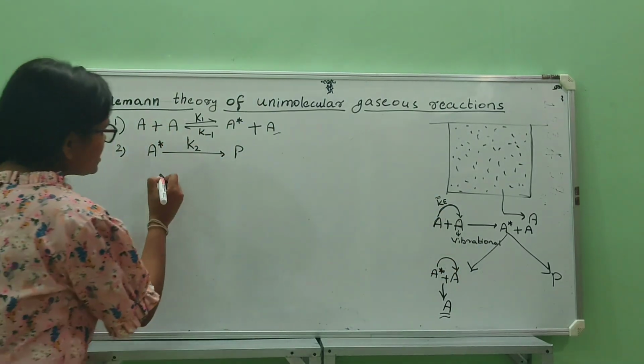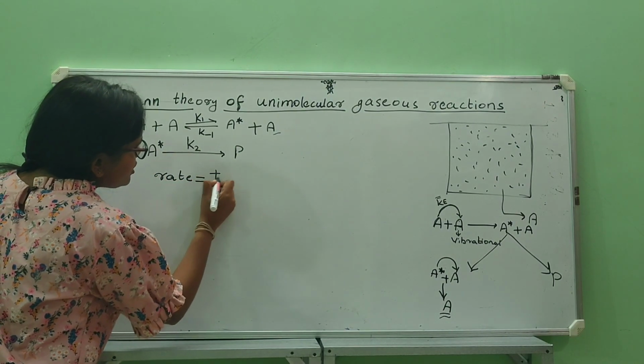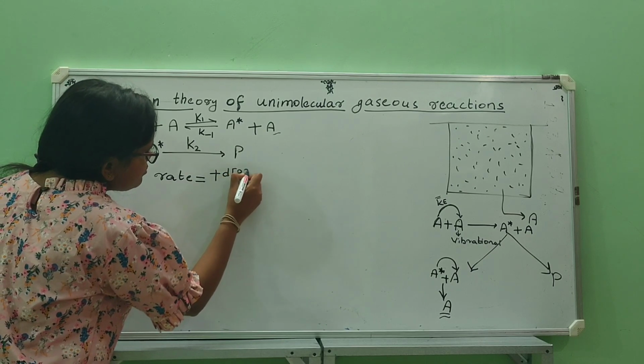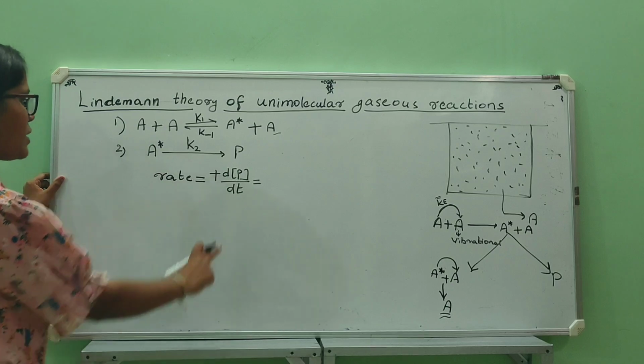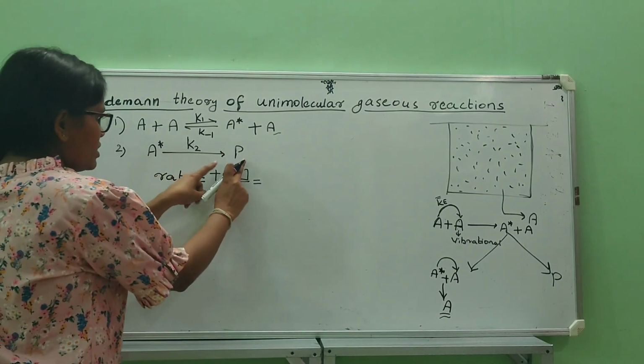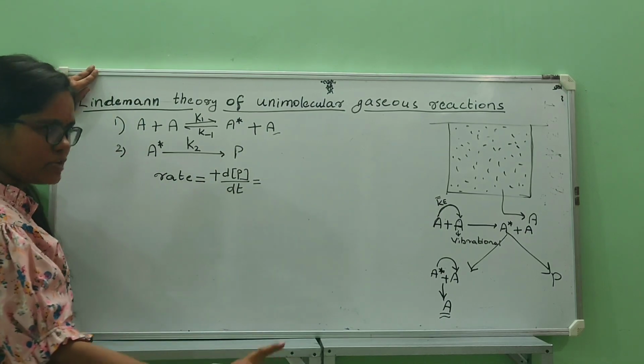Now what is the rate of formation of product for this reaction? The rate of formation of product is given by dP by dt, that is, change in concentration of product by change in time. Product is forming in this step, and we know that rate is given by rate constant into concentration of reactants.